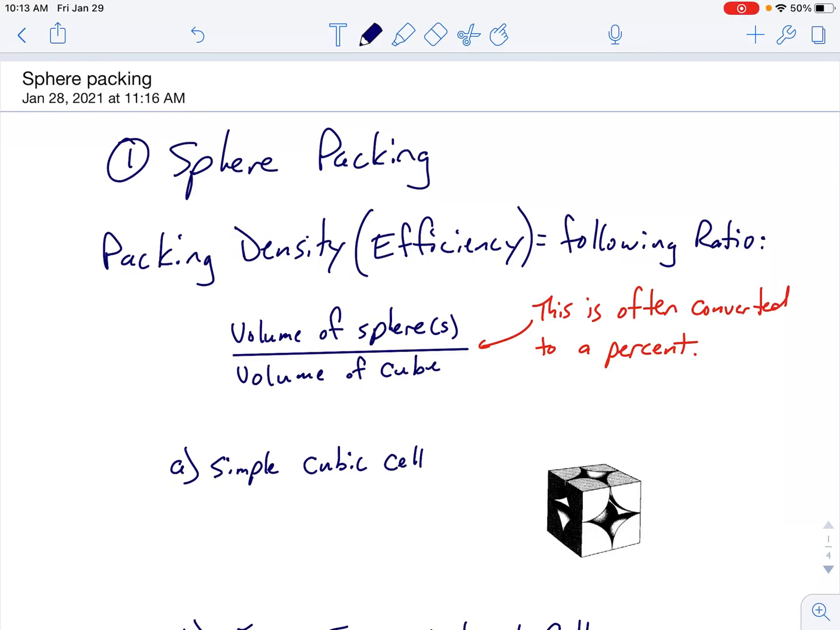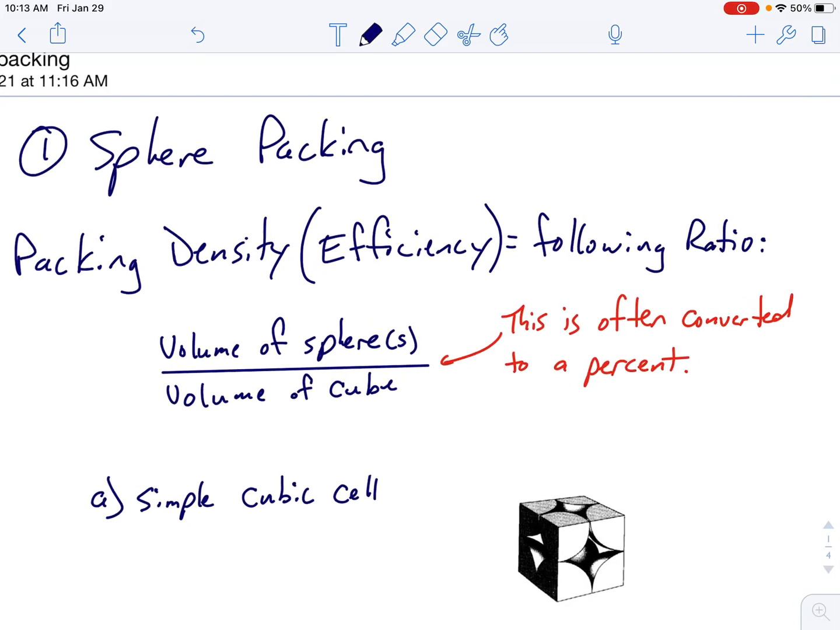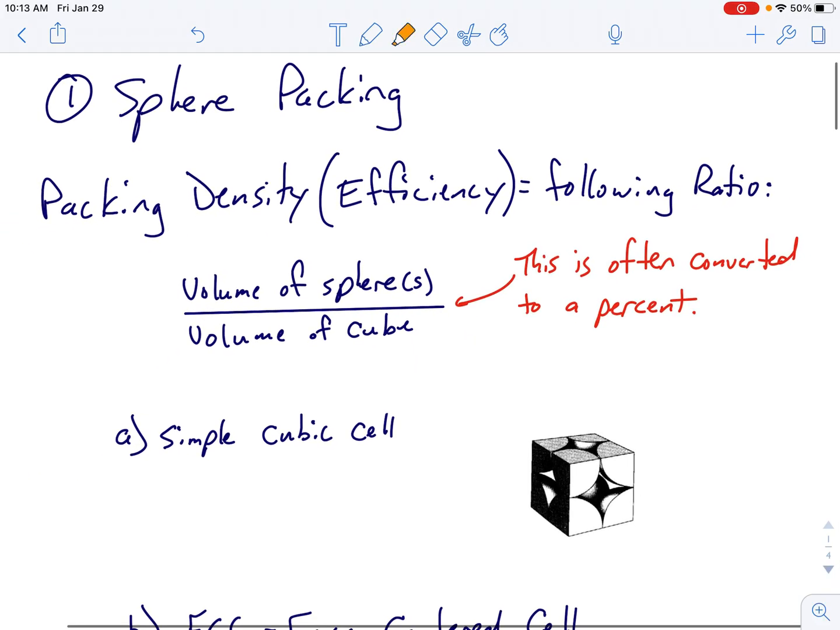Hello, in this video I'm going to talk to you about sphere packing, and specifically packing density, which is also sometimes called packing efficiency. Packing density is the following ratio. It is the volume of the spheres inside of a cube divided by the volume of the cube itself. This is often converted to a percent.